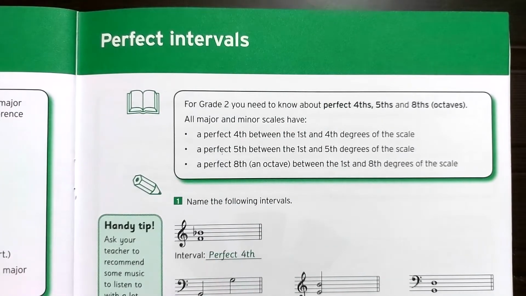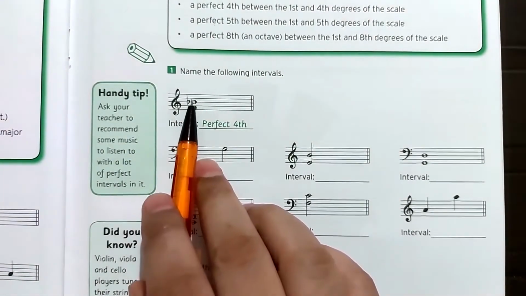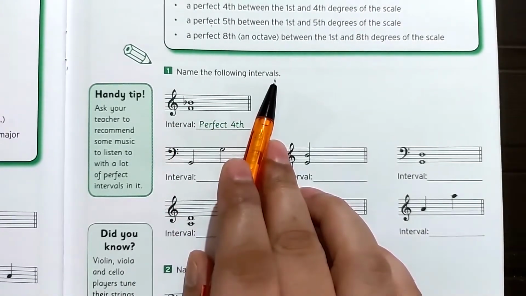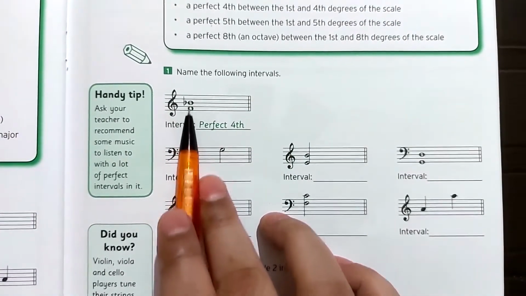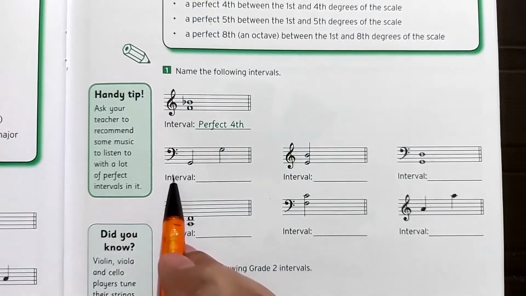Okay, so now let's straight away move on to our exercises. So you can see they're given the first example. Name the following intervals. Perfect fourth. You can see the distance between these two notes. So we'll start with the exercises.